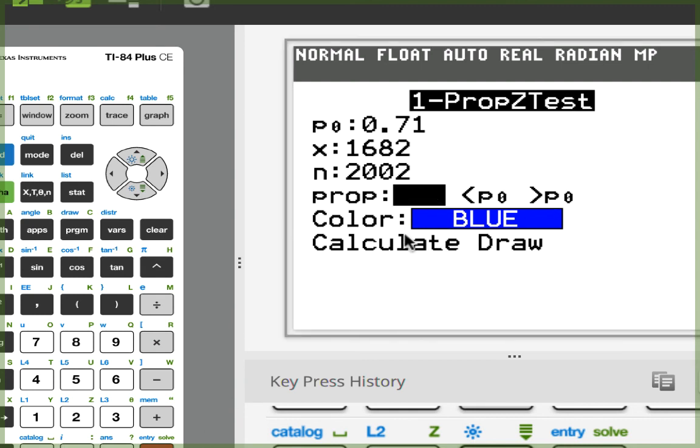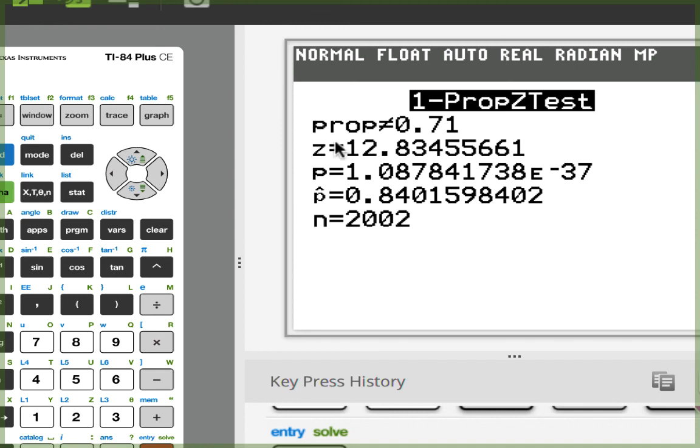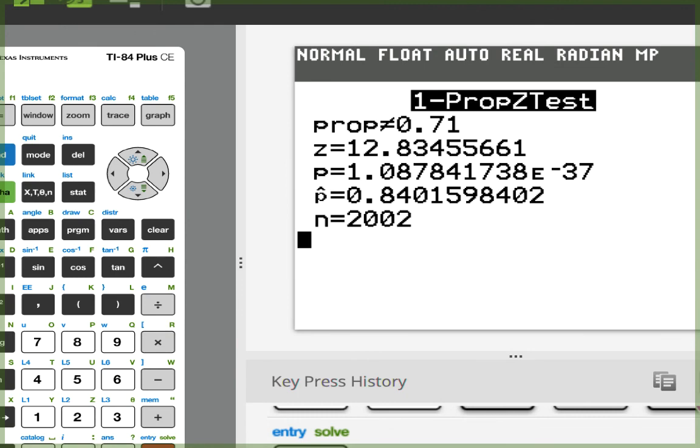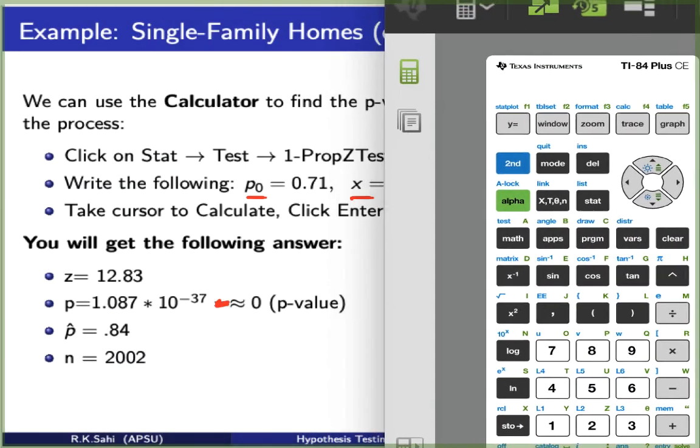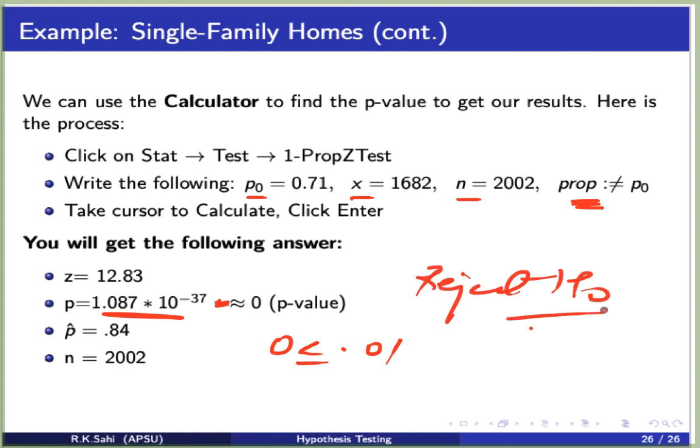Don't worry about the colors or something. If you don't see that, that's okay. It's not a big deal. Go to calculate, press enter, and you see this value. This is so small. This p is 1.08 e to the power negative 37. What simply it means is this, what I've written down, guys, here. When you see e to the power negative 37, that's the way it is written. And definitely it is very small. And 0 is definitely less than or equal to 0.01. So we reject the null hypothesis.